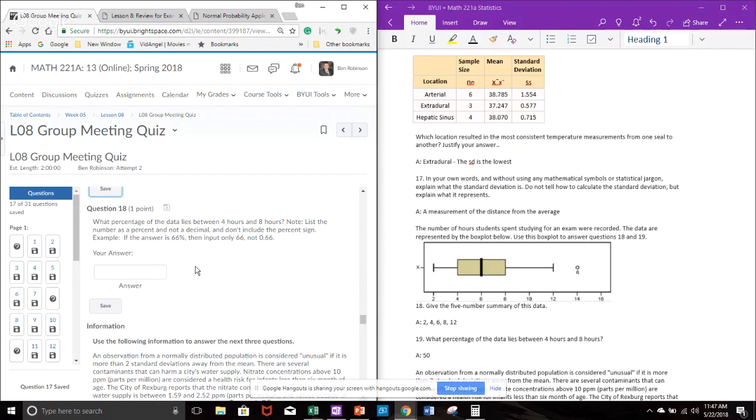The following says what percentage of the data lies between 4 hours and 8 hours? Note, list the number as a percentage and not a decimal, and don't include the percent sign. Okay, I struggle with that. We have a similar question in the homework quiz, I think, and I didn't know how to do that. Can you help me, please?